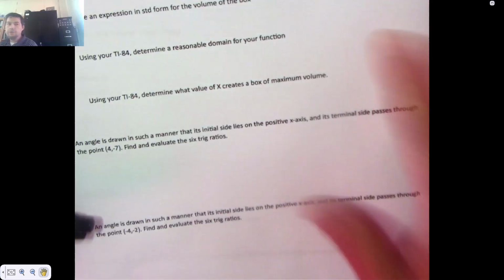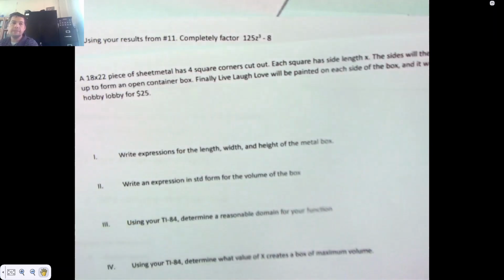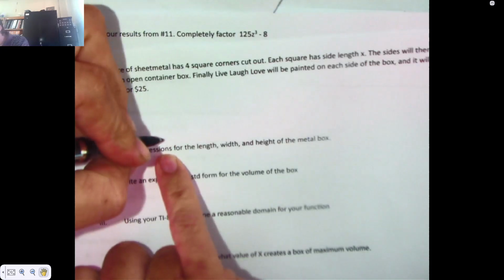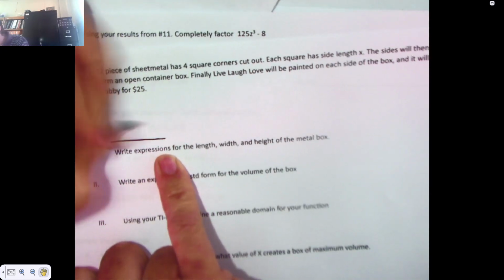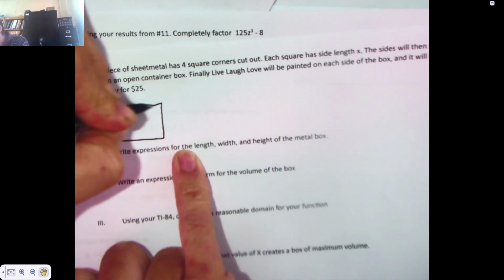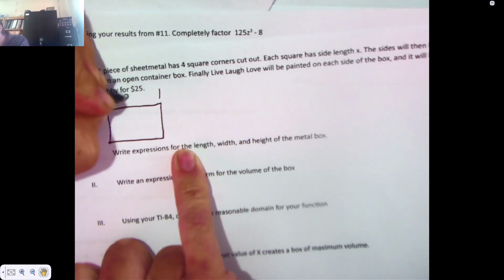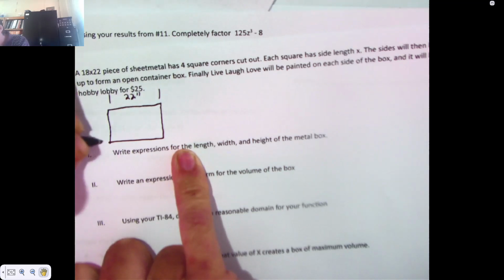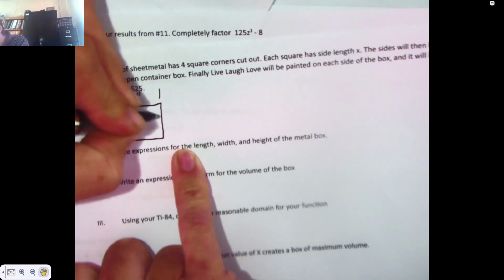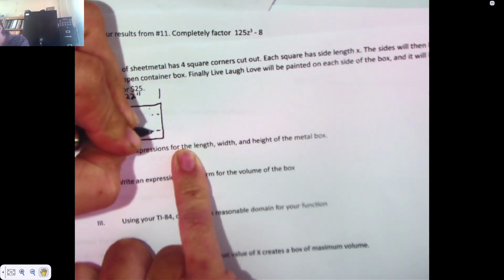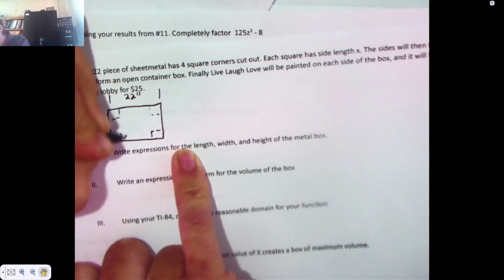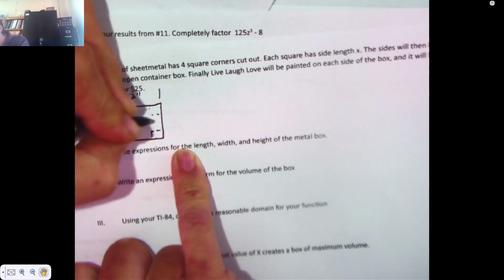All right, so we got a word problem here. It's about the little boxes you see at Hobby Lobby. An 18 by 22 piece of sheet metal has 4 corners cut out. So originally it's 22 inches by 18 inches. And we cut out 4 corners. And the 4 corners are squares with side lengths of x.